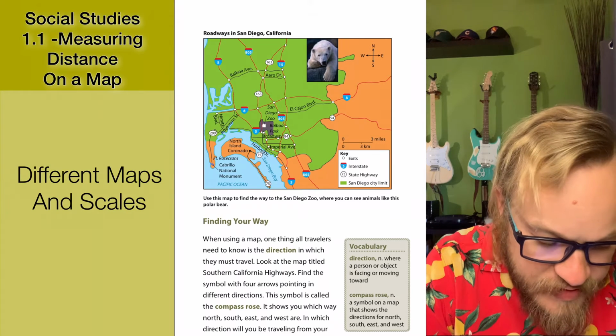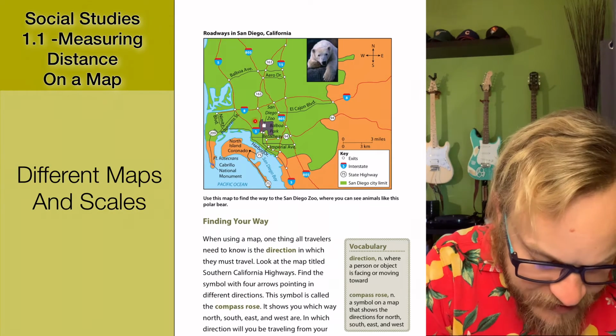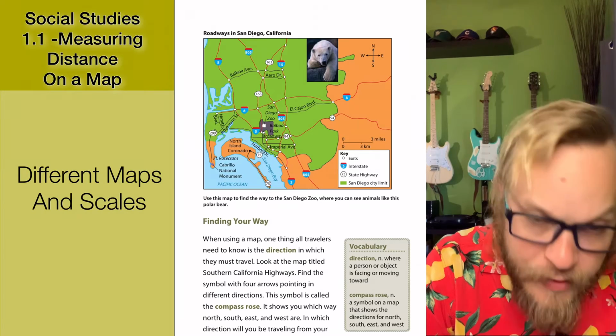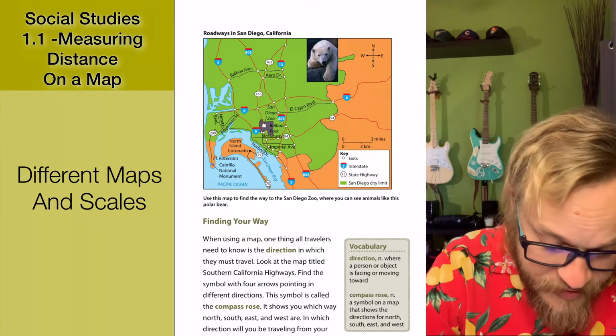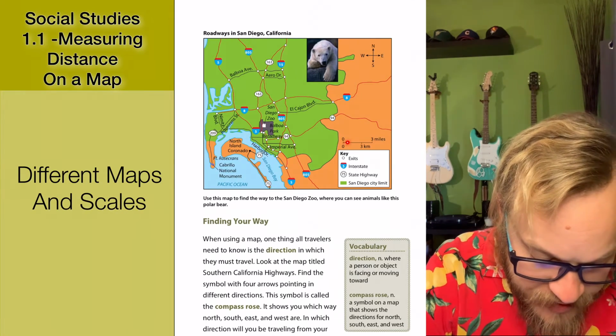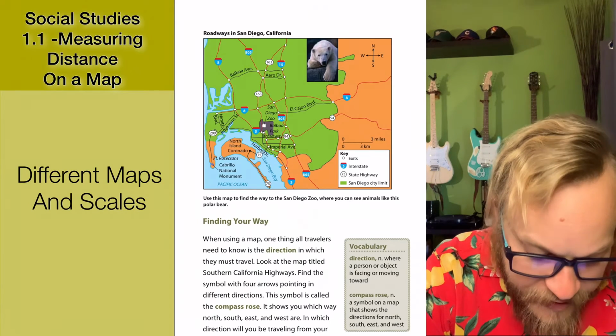And here is a lot smaller of a scale. Instead of traveling from city to city over the course of 40 miles, you have a smaller scale of 3 miles. But our key kind of looks the same.